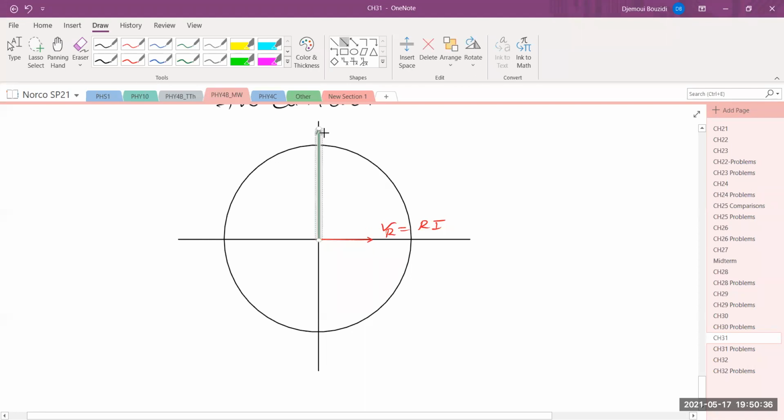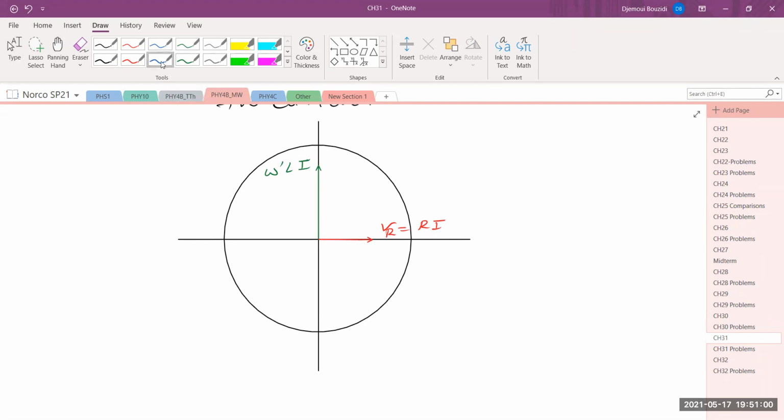Okay, why did I draw it a circle? Let's draw it smaller than that then. Okay, so this value in here is how much? It's omega prime L times I.